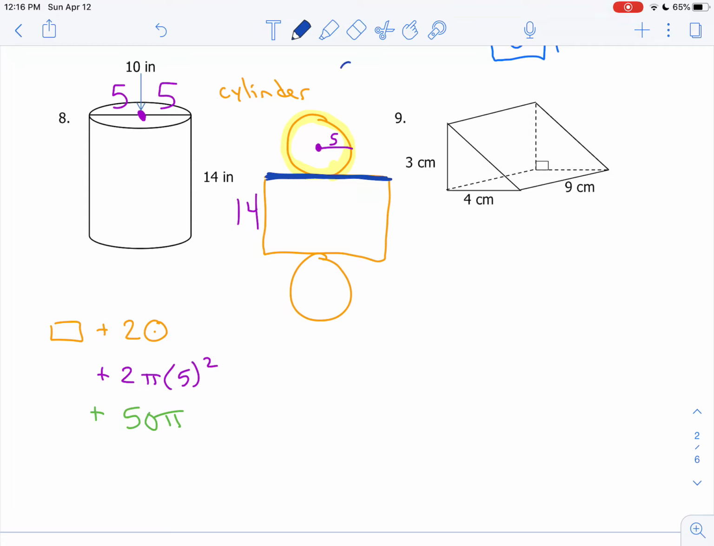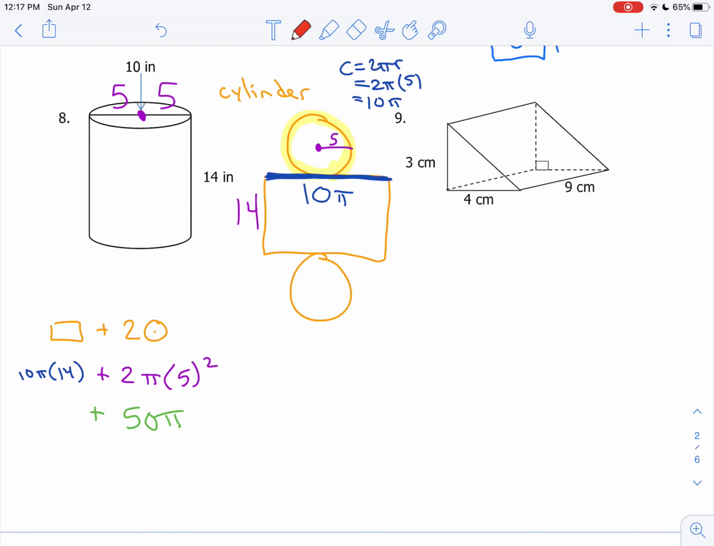So I'll put it up here at the top. Circumference equals 2 pi r. So 2 times pi times the radius of 5 is 10 pi. So that blue segment is 10 pi. That was bad writing, sorry. I'll fix it. Okay, so the rectangle is the base of 10 pi times the height of 14.